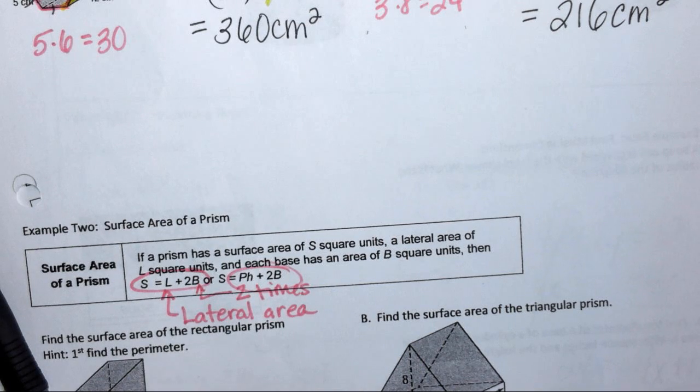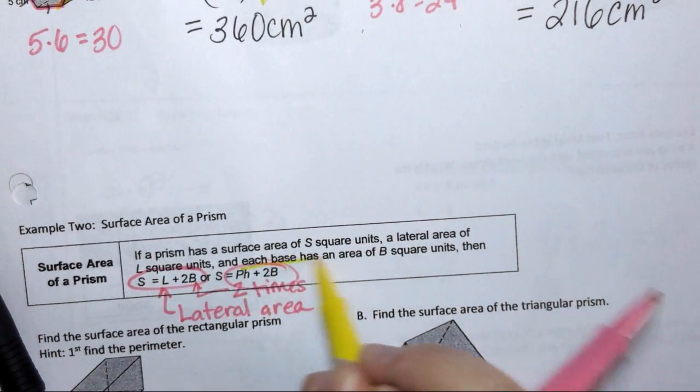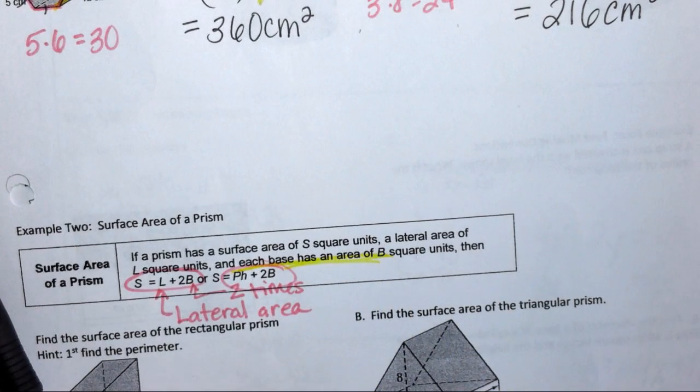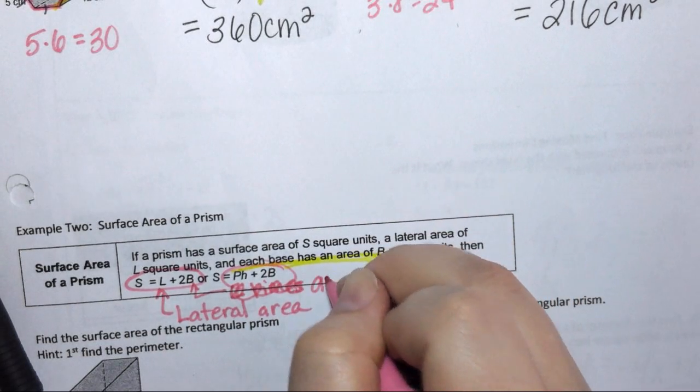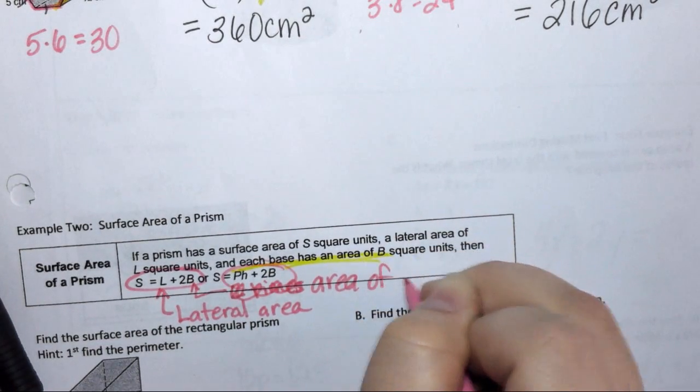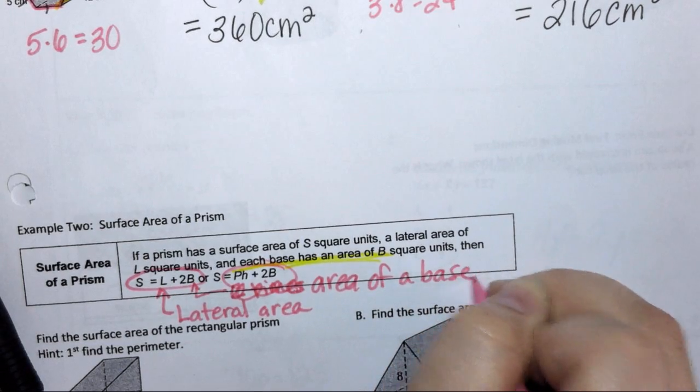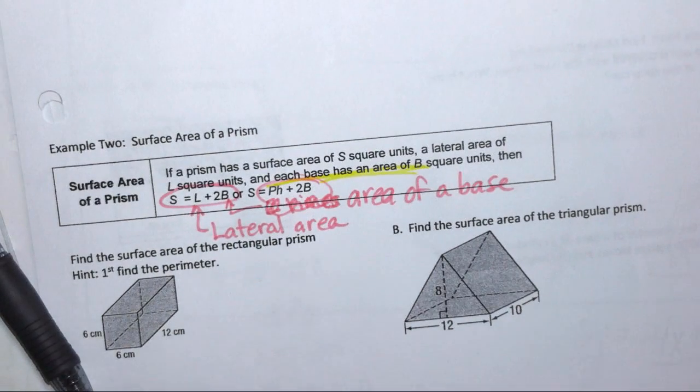But very specifically, read through the formula. What does it say B is standing for? Yes, each base's area. So I need to write that word out. It's 2 times the area of a base, or I'm just going to say area of a base. The B is for the area of a base. We need the area of a base.